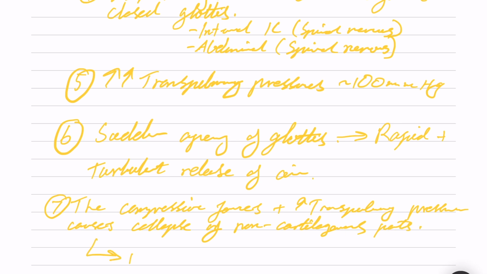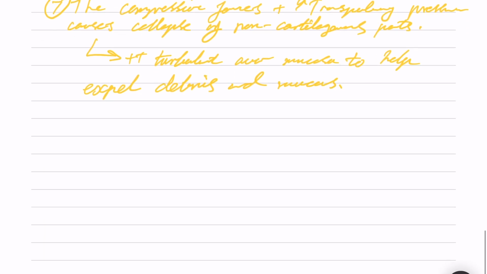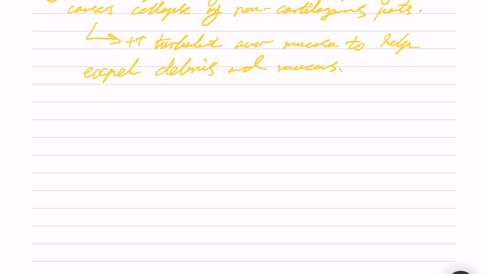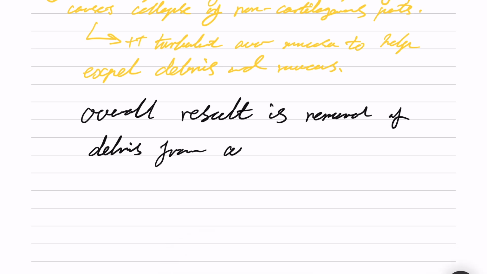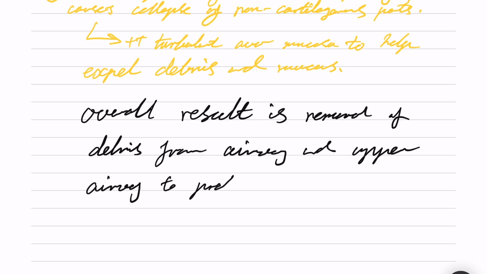And essentially the point of this is that you're going to have lots and lots of turbulent air that's going to be pushing through smaller and larger airways, creating more turbulence, which will help create a shearing force against the mucosa, which helps to expel debris and mucus. So the overall result of the cough reflex is the removal of debris from the airway and upper airway to protect the airway and the lungs.